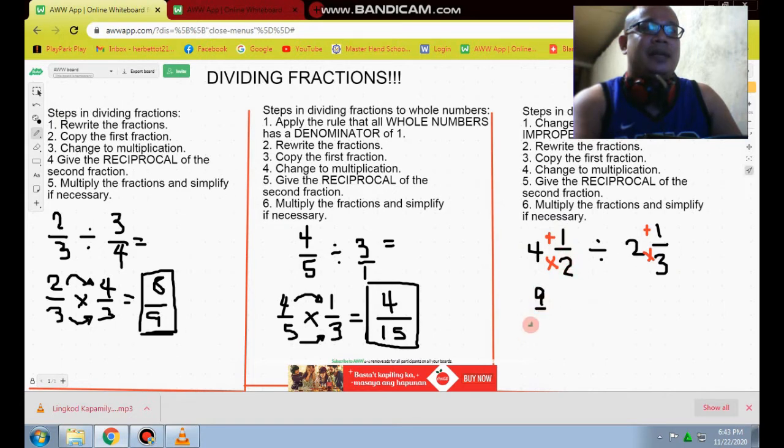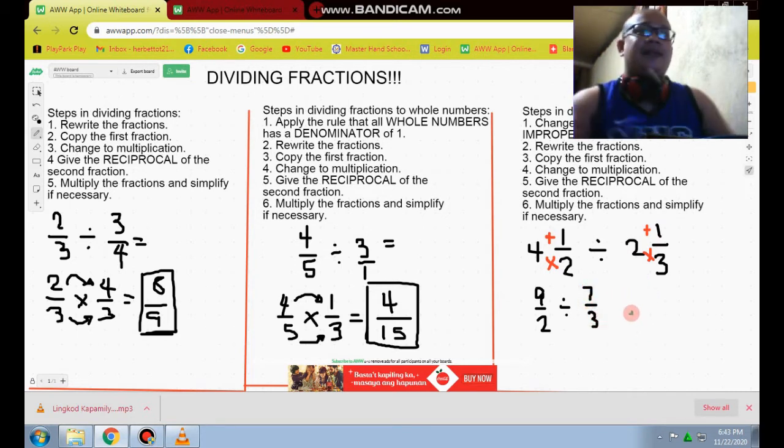Then copy the denominator which is 2. And then divide. So, divide pa tayo, class, no? Kasi nag-change pa lang tayo into improper fractions. Okay? So, 3 times 2 is we have 6 plus 1 is 7. Then copy the denominator.